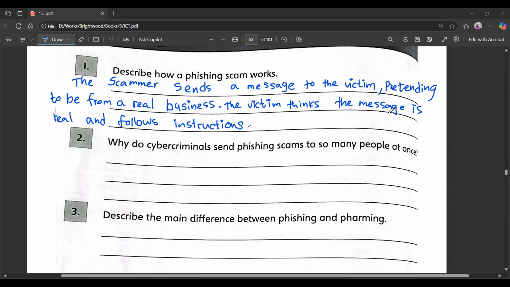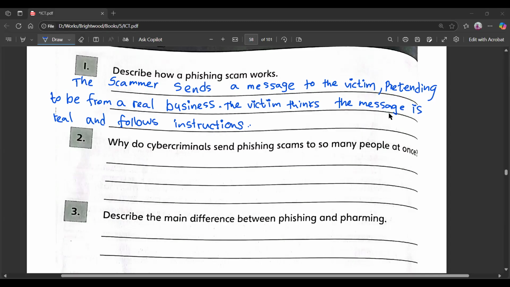The same thing. Why do cyber criminals send phishing scams to many people at once? They are not targeting one person one time. They are targeting an audience. Because of the audience, they can catch one or two people at a time at least. Targeting one person at a time takes much time. By targeting an audience, they are catching 1 or 2% by that.